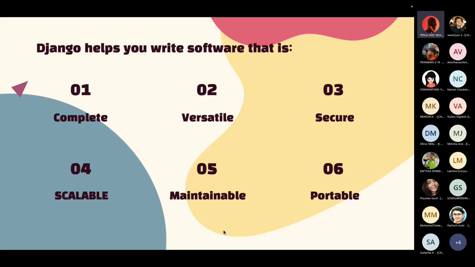The last is portable. So Django is written in Python, which runs on many platforms. That means you are not tied to any particular server platform and can run your applications on many flavors of Linux, Windows, and macOS. Furthermore, Django is well supported by many web hosting providers who often provide specific infrastructure and documentation for hosting Django sites.